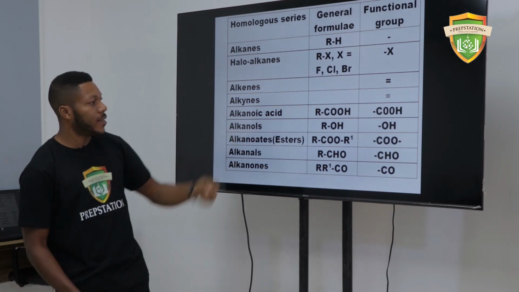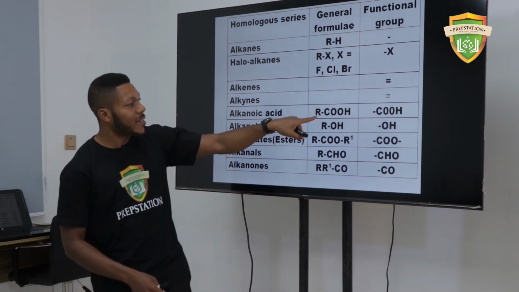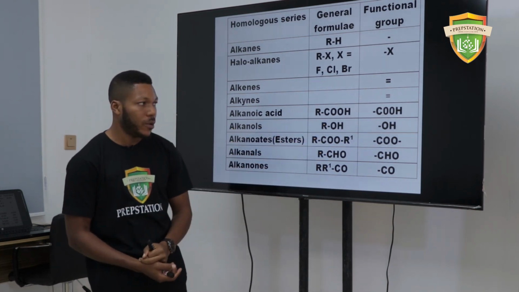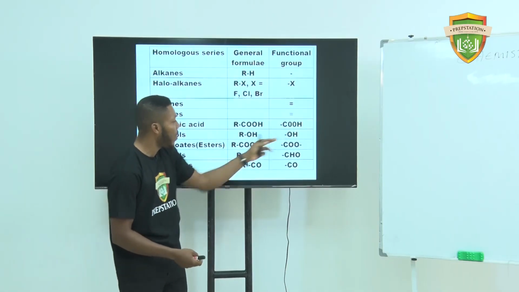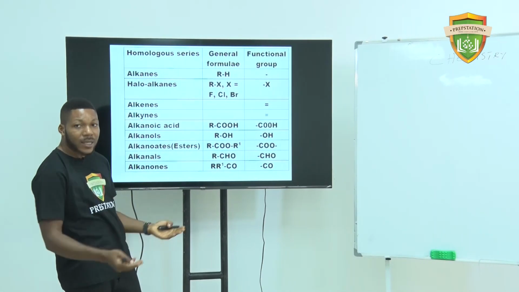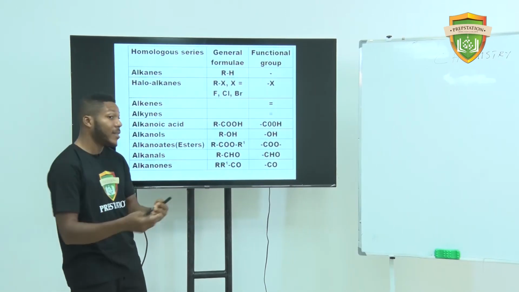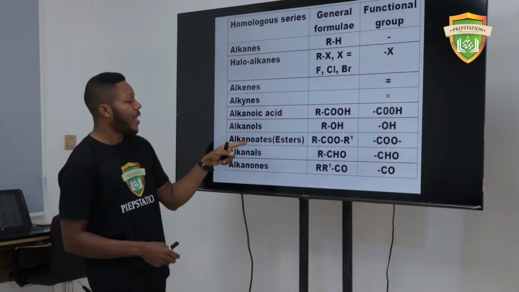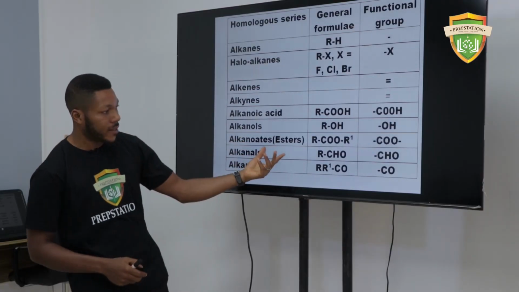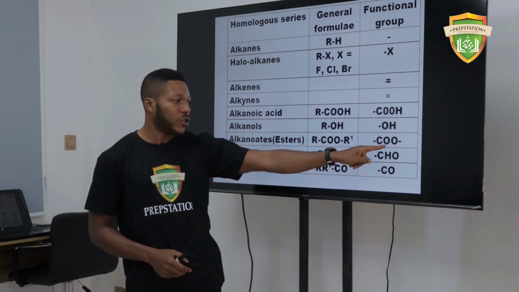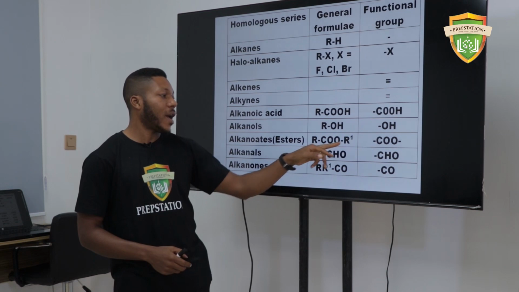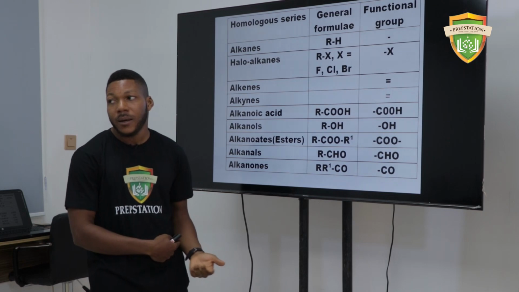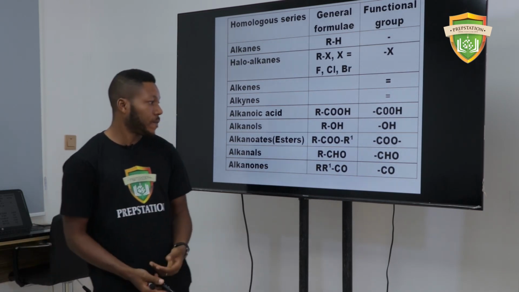Then the alkanoic acid, general formula of RCOOH. R here stands for the alkyl group, whereas COOH is the actual functional group. So any compound that contains COOH must carry what? An alkyl. It can be methanoic acid, it can be ethanoic acid, it can be propanoic acid, it can be butanoic acid, and so forth. Then alkanoates called esters contain COO as a functional group. Here R and R prime are all alkyl groups. For example, it can be ethyl methanoate, ethyl propanoate, and so on.